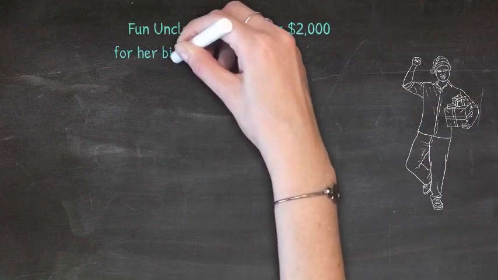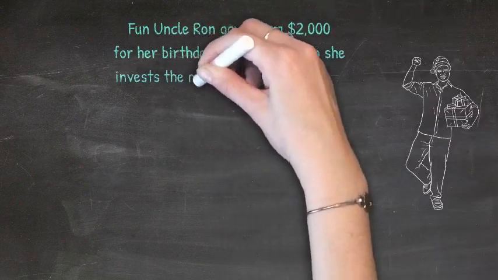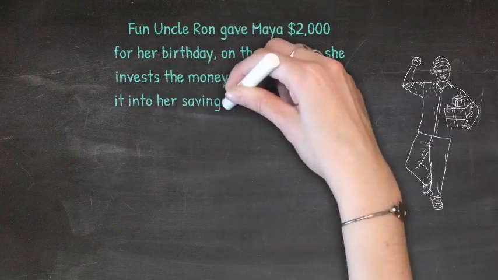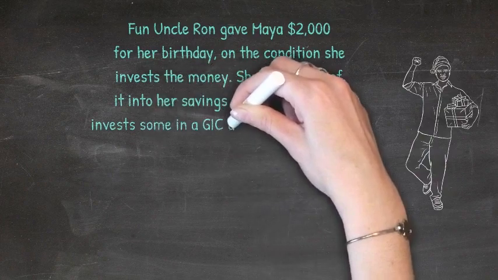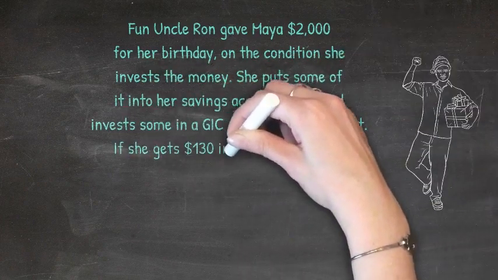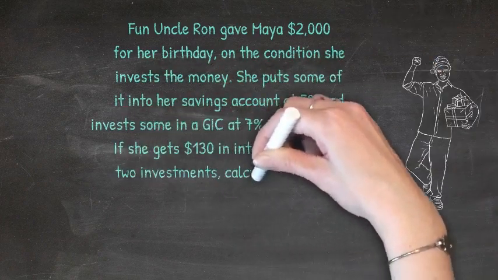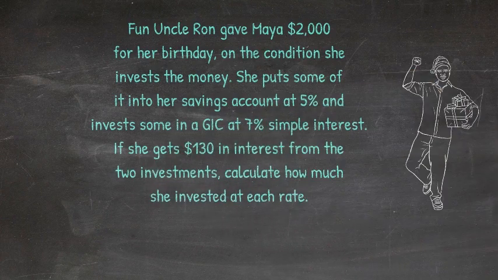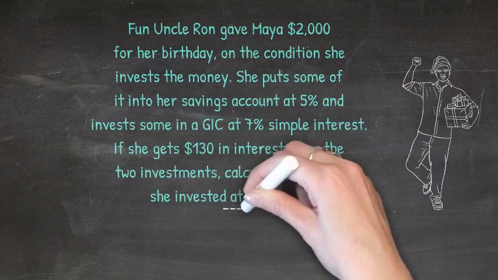Fun Uncle Ron gave Maya $2,000 for her birthday on the condition that she invests the money. She puts some of it into her savings account at 5% and invests some of it in a GIC at 7% simple interest. If she gets $130 in interest from the two invested, calculate how much she invested at each rate. This word problem can also be solved using a one-variable equation.